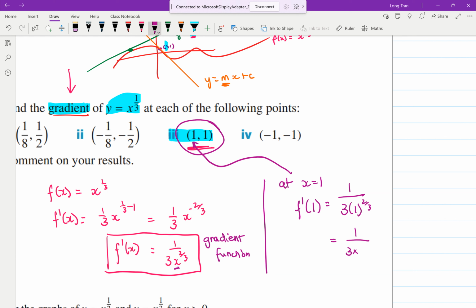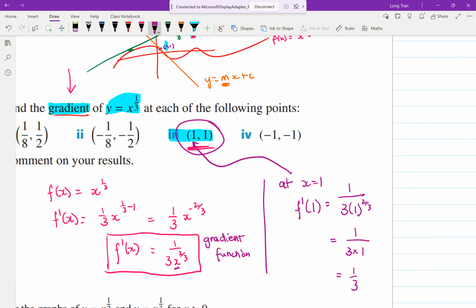I know, it's scary, huh? What's 1 to the power of 2/3? 1. 1 to the power of anything's 1. Because 1 to the power of 2 is just 1 times 1. 1 to the power of cube root of 1 is the same thing. It's 1. So it's 1 over 3 times 1, and that gives you 1/3.